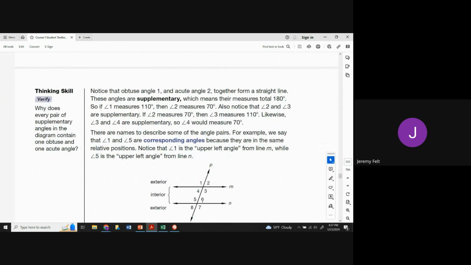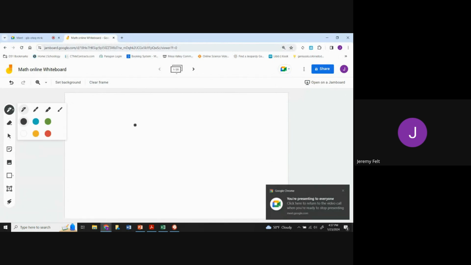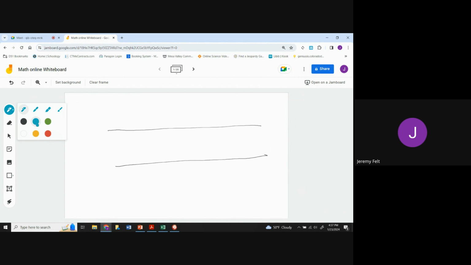So even though we have 8 angles formed right here, we only need to be given 1 in order to find the others. So I'll do my best to draw parallel lines. So it's cut by a transversal. We have angle 1, 2, 3, 4, 5, 6, 7, 8. And the order of their number doesn't really matter.